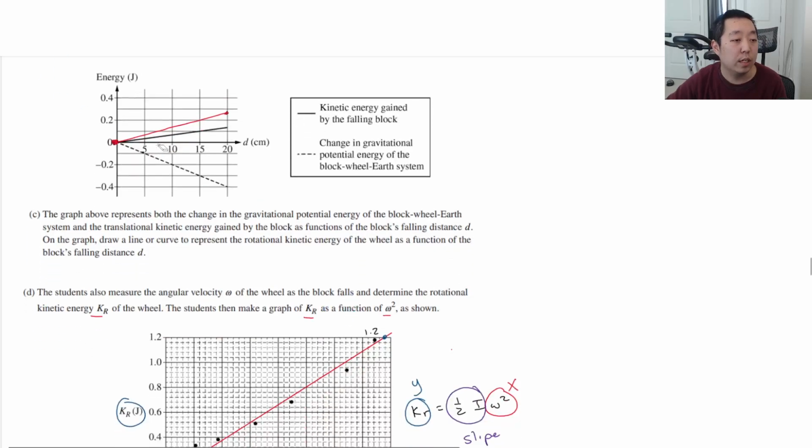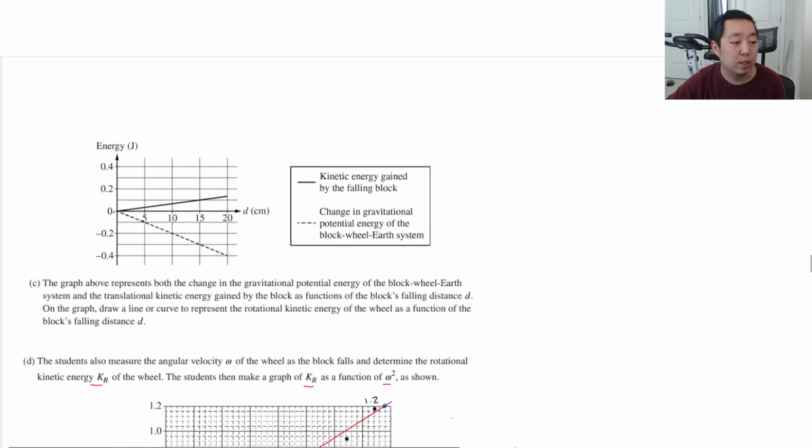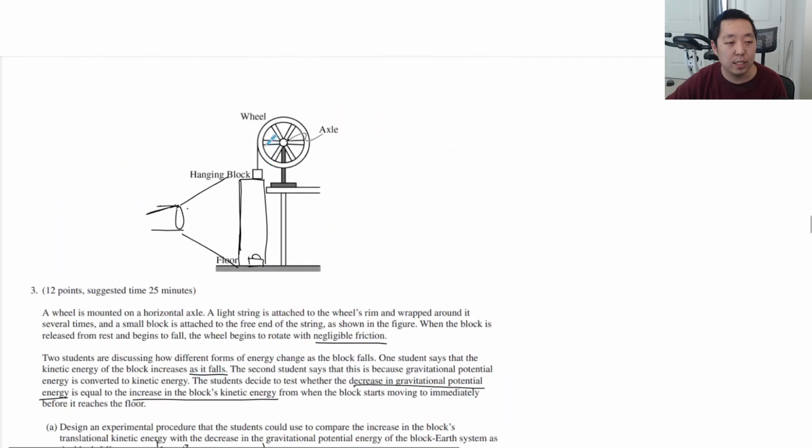All right, this one, we'll kind of do this one. The graph represents the change in the gravitational potential energy of the block-wheel-Earth system and the translational kinetic energy gained by the block as functions of the falling distance. On the graph, draw a line or curve to represent the rotational kinetic energy of the wheel as a function of the block's distance d. What you have to think about is that the reason the energies don't line up is because the wheel is spinning. As the block falls, it gains kinetic energy, but the wheel gains rotational kinetic energy.